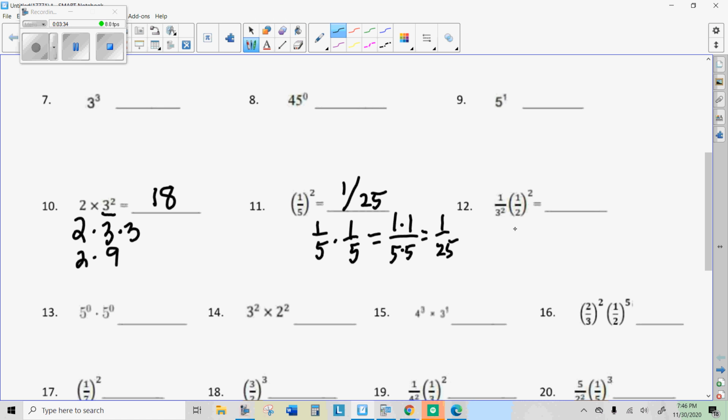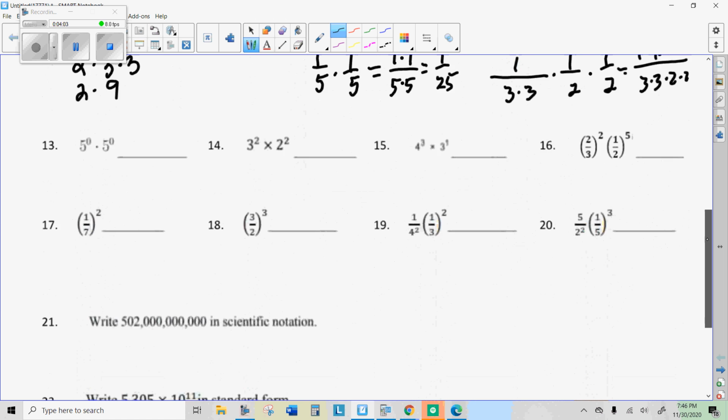And in this one, we're going to expand out everything we can. The first fraction has 3 to the second, so we're going to do 3 times 3 there. And then we have 1 times 1/2 times 1/2. Now on top, we're going to do 1 times 1 times 1. On the bottom, we're going to do 3 times 3 times 2 times 2. And that's going to equal 1 on top and 36 on the bottom.